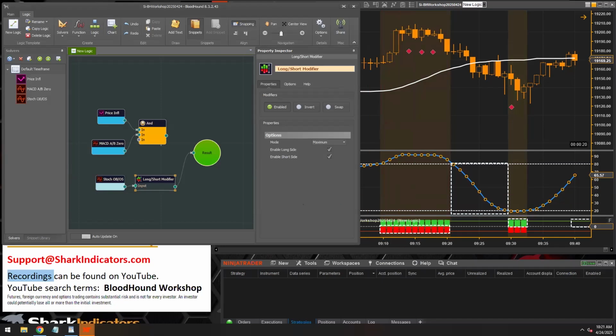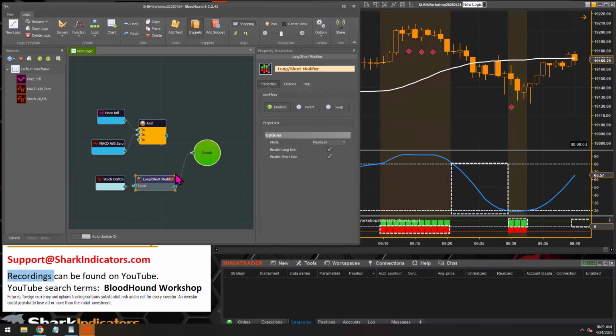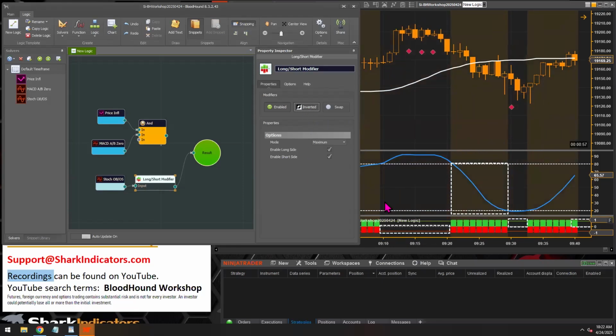When we change it to maximum, look, we get a long and a short whenever it's overbought, and we get a long and a short when it's oversold. So this is exactly the opposite of what we want. Now that we have the opposite condition here, we can invert that.